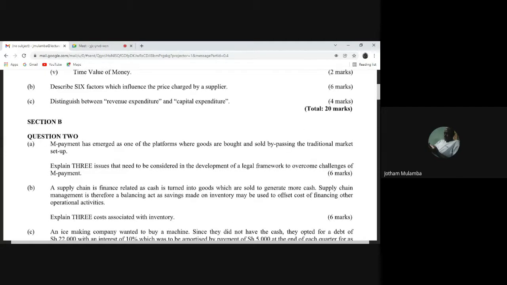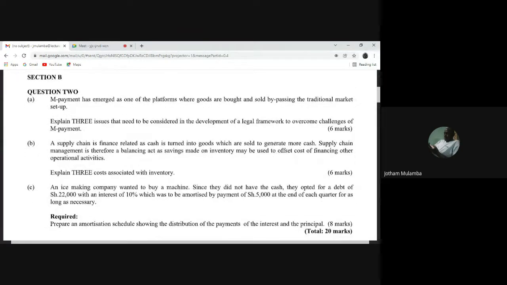So we can look at part B. M-Payment has emerged as one of the platforms where goods are bought and sold bypassing the traditional market setup. Explain 3 issues that need to be considered in the development of legal framework to overcome the challenges. You can mention 1 or 2.